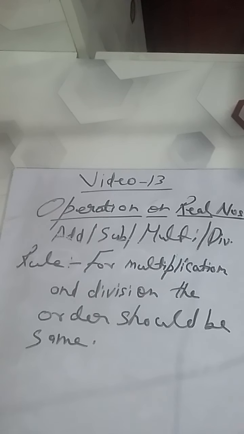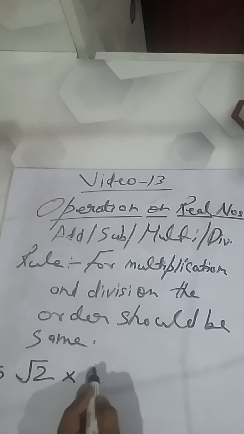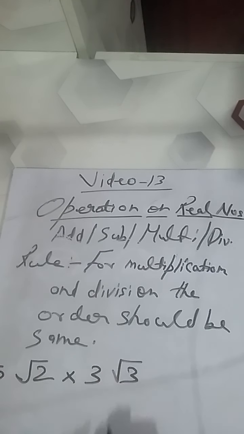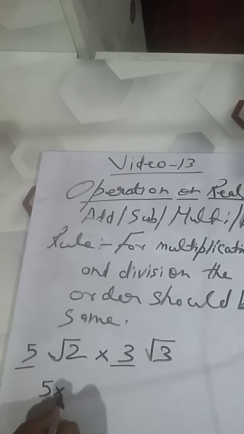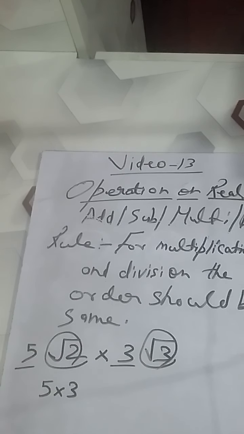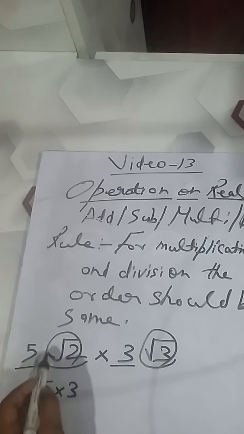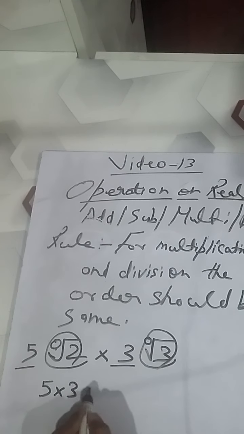Now there is a rule for multiplication and division. The rule for multiplication and division is, the order should be same. Let's clarify you with an example here. Now look at this. See, this 5 and this 3 is a whole number, so we will multiply them. Now look at this. Can we multiply this? According to the rule, we can multiply this because the order is same. Order means this. Here is also 2, here is also 2. So we can multiply this.